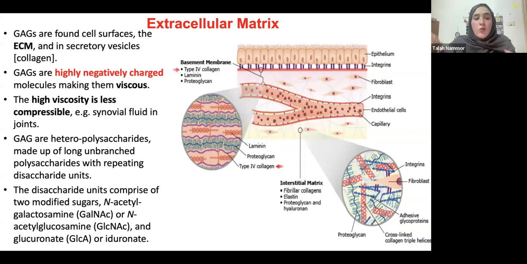Acetyl glucosamine, acetyl galactose together.